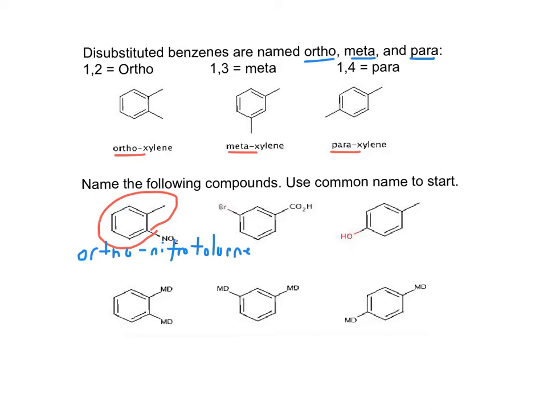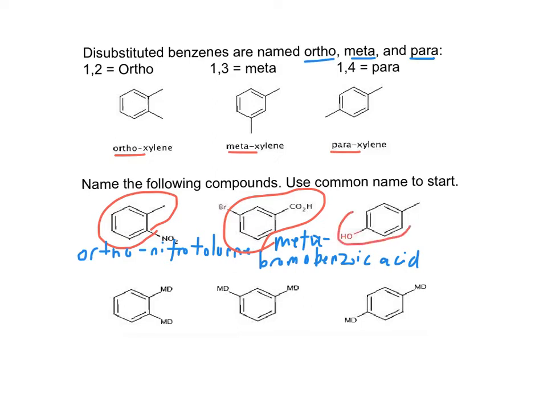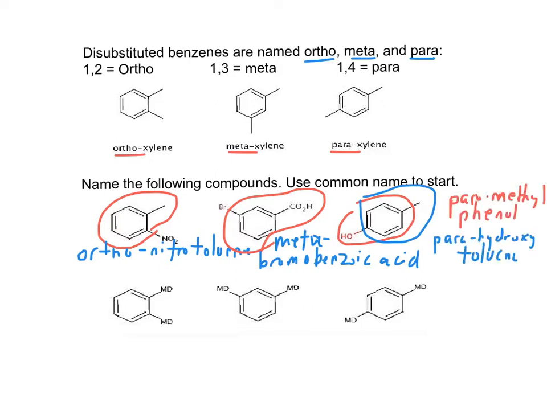The second compound, note that this part is benzoic acid. So this is meta-bromobenzoic acid. And the third compound is either phenol, which is this part, or it could be toluene, which is that part. So it'll either be called para-methylphenol or para-hydroxytoluene. And these 3 compounds are for you future doctors.